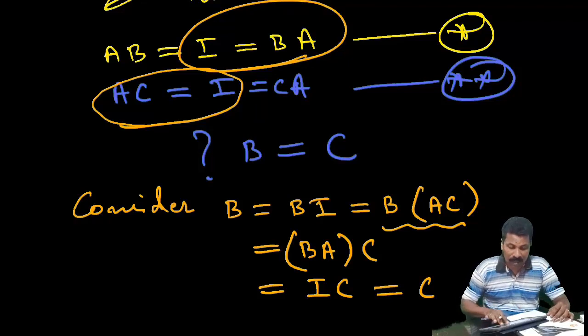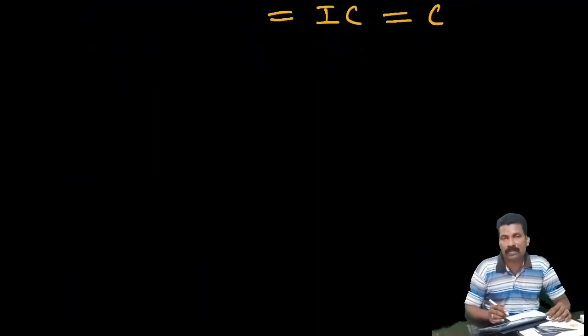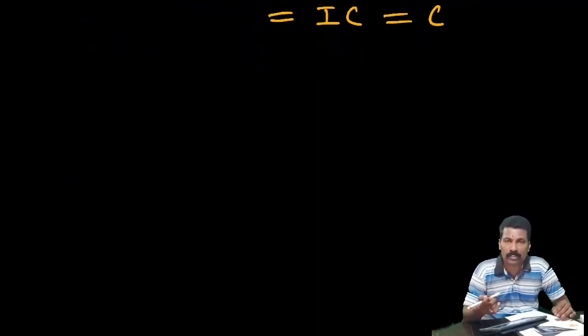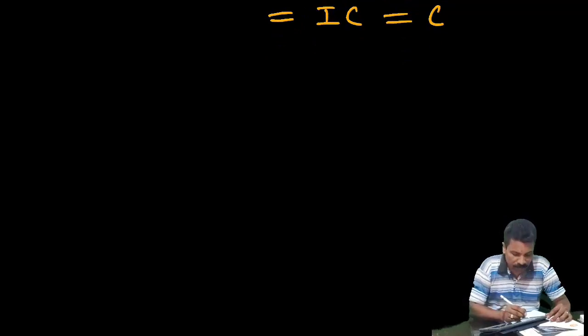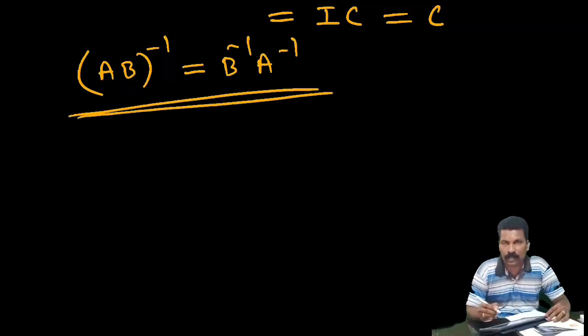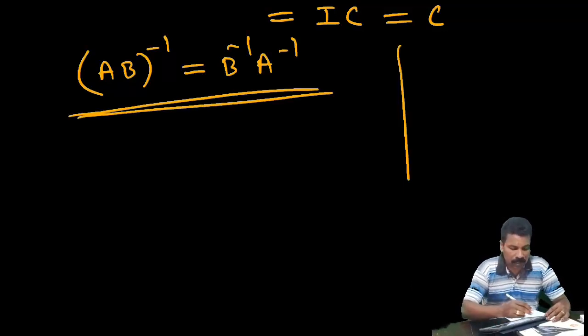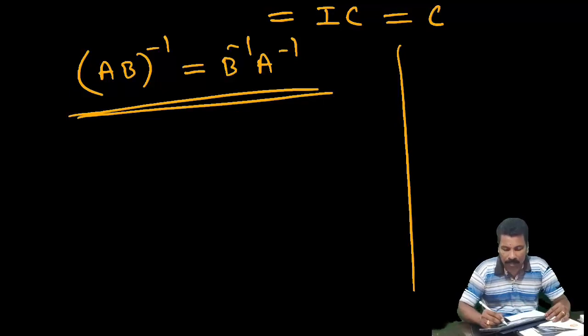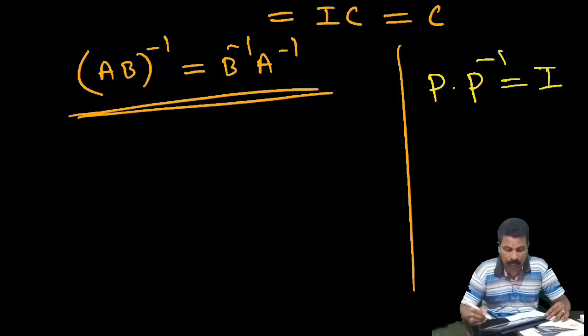That's all. Again you can see the inverse of a product, what it will be. For example, AB is the product and its inverse, AB inverse, is equal to B inverse A inverse. How to prove it? You know that if capital P has inverse P inverse, then what is P into P inverse? P into P inverse will be identity matrix.